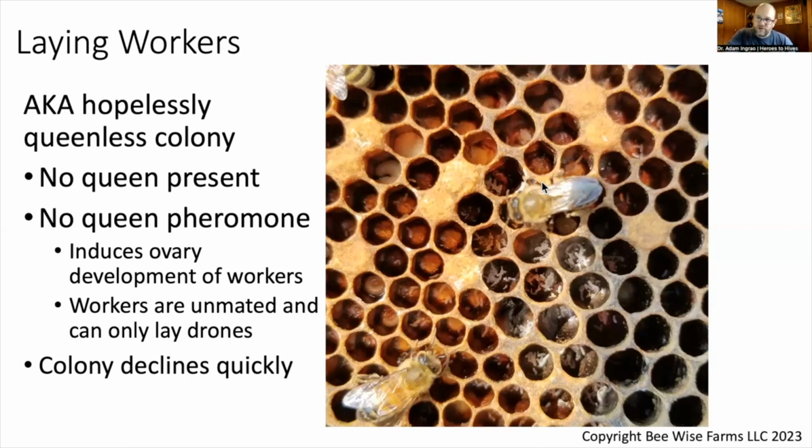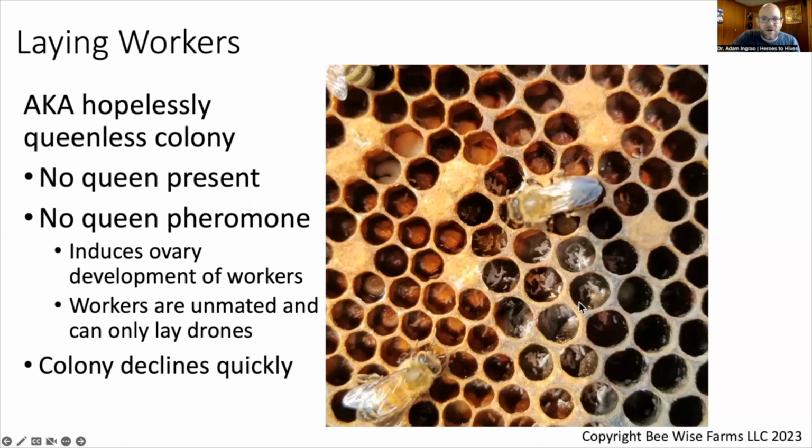Now, how do you determine if you have a laying worker situation? Well, it's pretty darn simple, and you can see it right in this picture. A queen-right colony is always going to have a single egg in the bottom of the cell. Look at these cells here. This is why it's so important for you to be able to tell what's going on in these cells when you're doing inspections. Every single one of these cells has gobs and gobs of eggs.